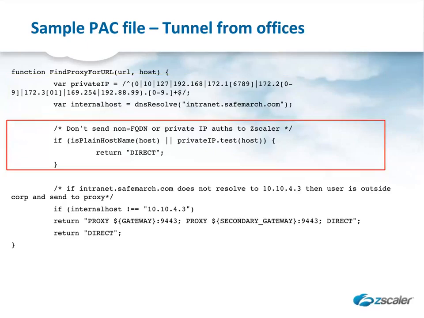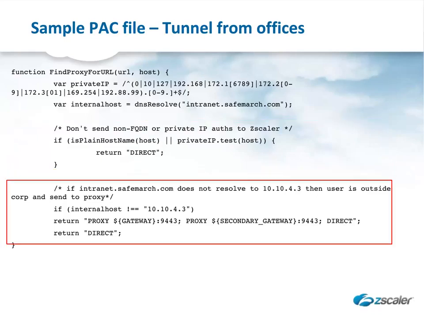Now we get into the meat of the file. This statement says that if the request is to a hostname that is not fully qualified, i.e. it does not contain any dots, like if you simply typed http://intranet into your browser, or if the destination is using anything in the private IP variable we stored earlier, then send it directly to the destination. This is because these requests are not on the internet, and so there is no need for Zscaler to be involved.